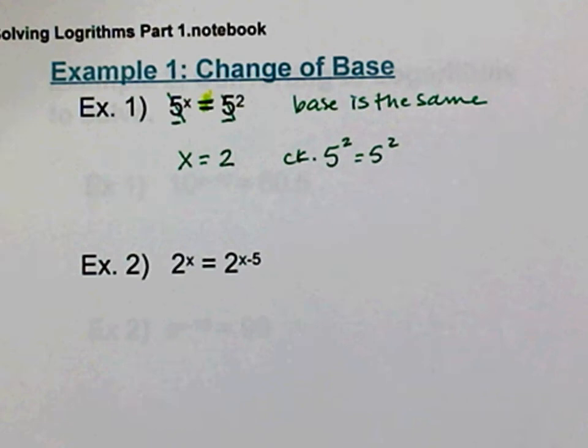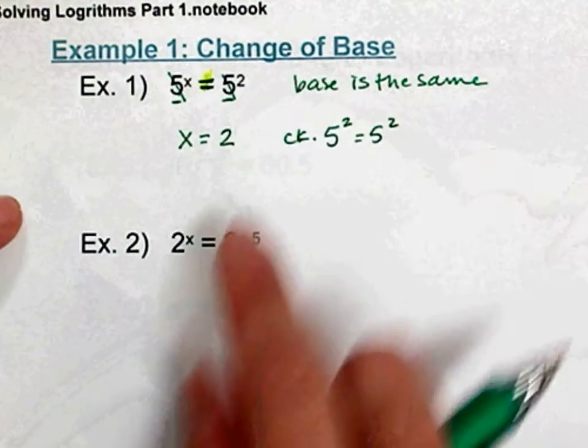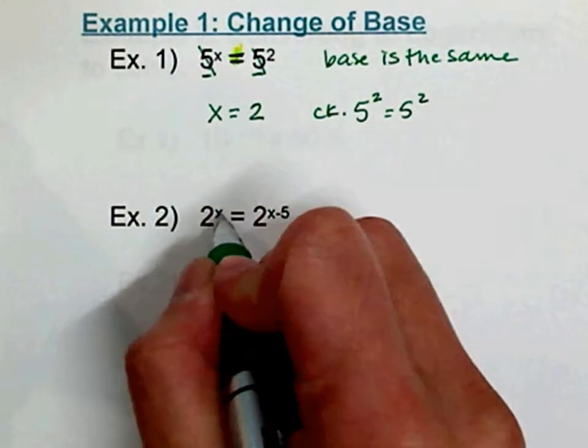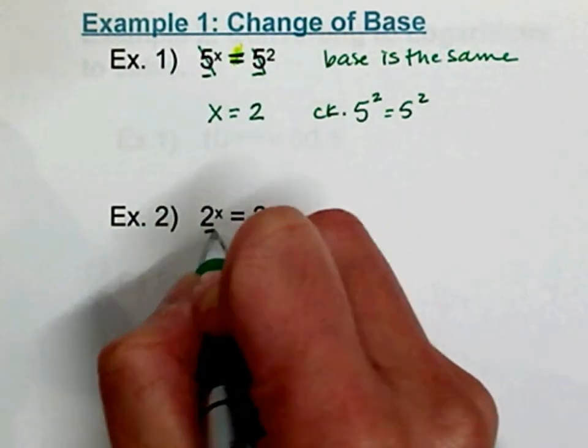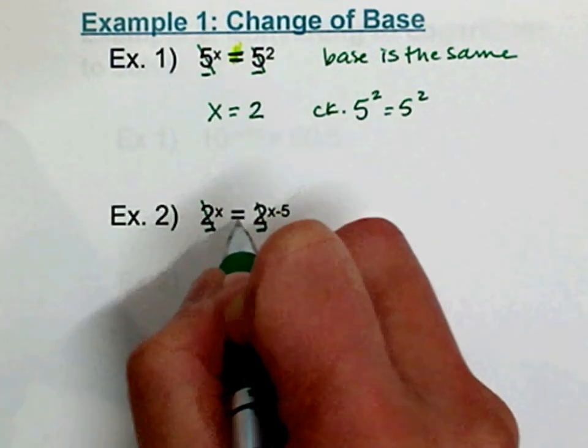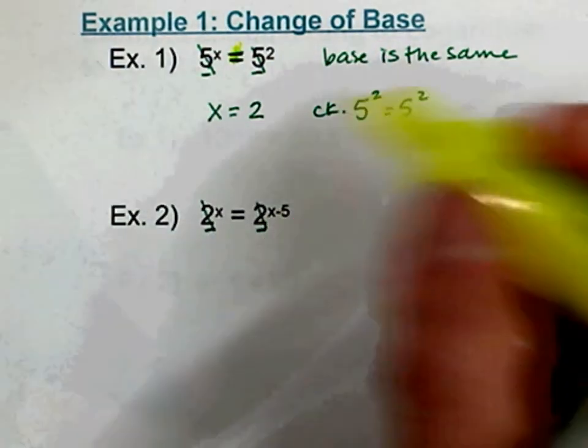Okay. All right, let's look at example 2. Notice x and x minus 5 is up there. X are your bases. Cancel those out, only if there's an equal sign. If it's not an equal sign, do not cancel them out.